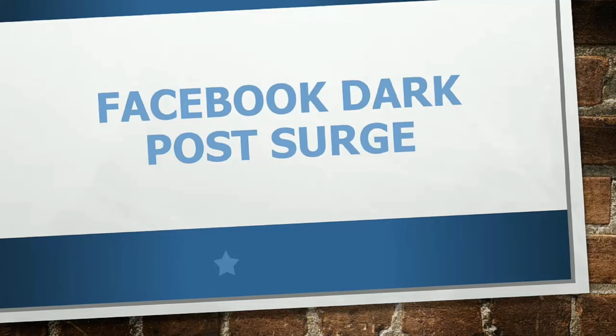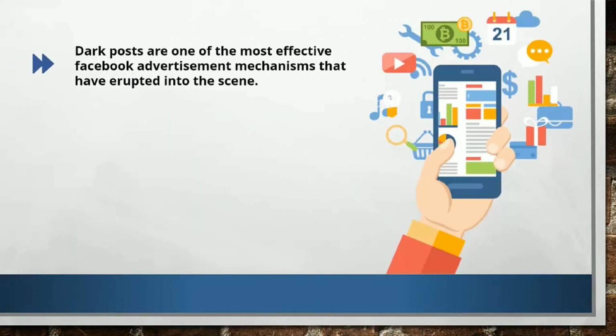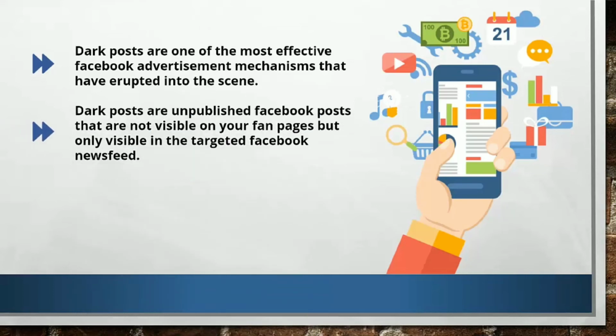Let's first understand what exactly Facebook Dark Post is. Dark posts are one of the most effective Facebook advertisement mechanisms that have erupted onto the scene. Dark posts are unpublished Facebook posts that are not visible on your fan pages, but only visible in the targeted Facebook newsfeed. What I mean is that dark posts don't appear in the newsfeed of your fan page, but you can super target the audience where you want your post to appear.